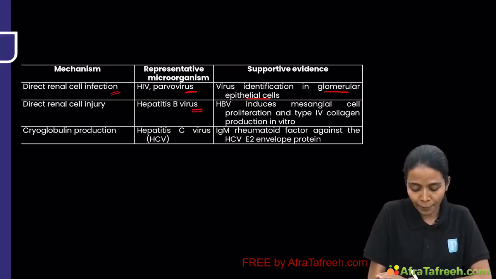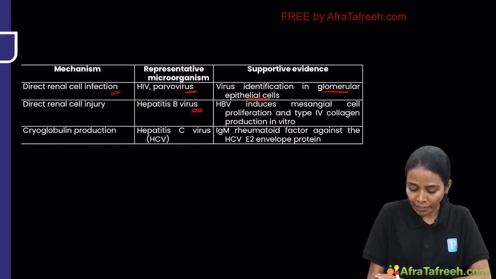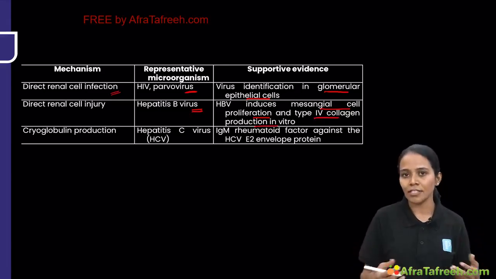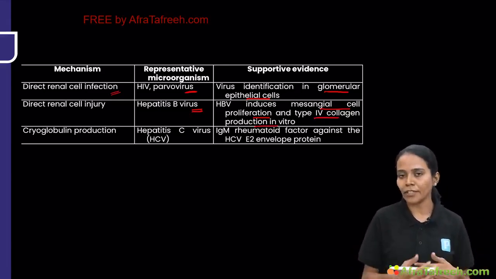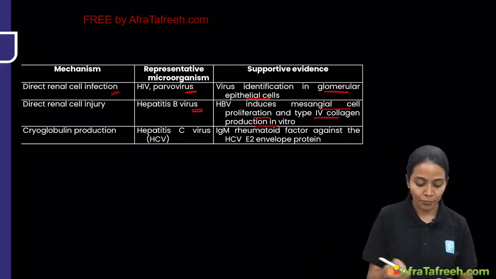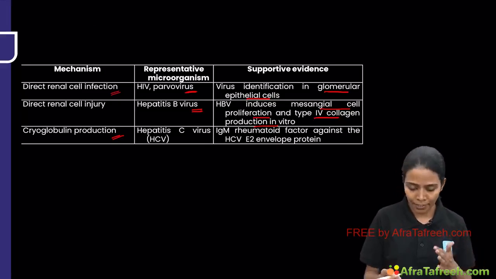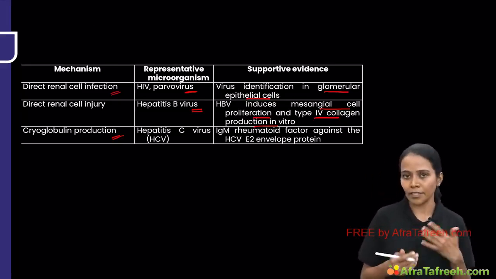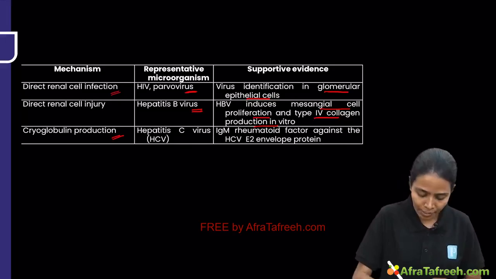This happens because of hepatitis B virus. Hepatitis B virus induces mesangial cell proliferation and production of collagen. So this further can lead to FSGS, mesangial proliferative glomerulonephritis, and it can further progress. Third mechanism of injury is cryoglobulin production, which is seen in hepatitis C. This is because in hepatitis C, you can identify cryoglobulins against the hepatitis C virus. So mostly it can be seen in type 2 and also in type 3 cryoglobulinemia.